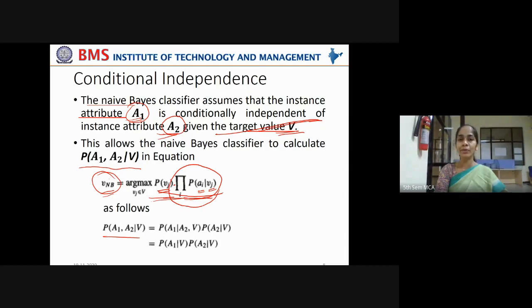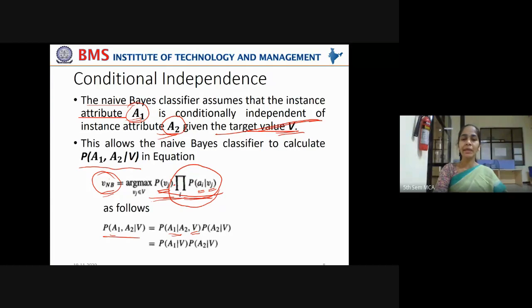What we have considered, attribute A1 is conditionally independent of attribute A2 given the target value. So, what is the probability of A1, comma A2 given the target label V? What is the independence between the attributes first? Okay, so A1 is conditionally independent of A2 given V.